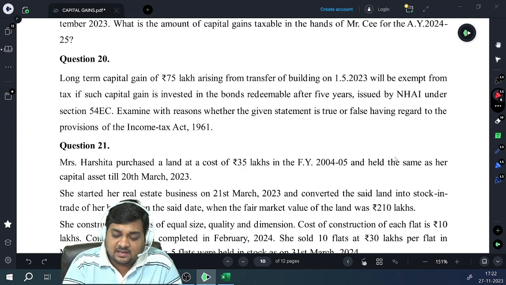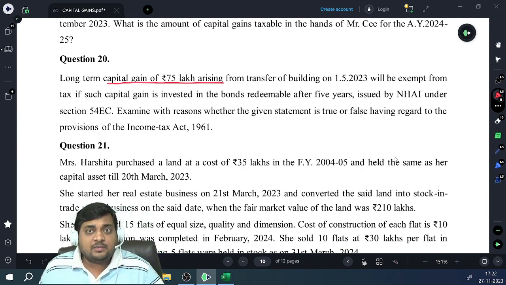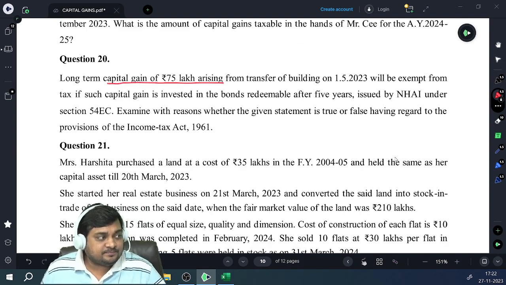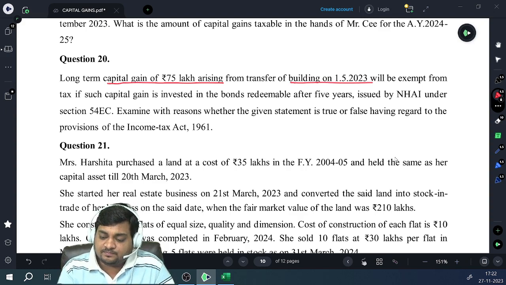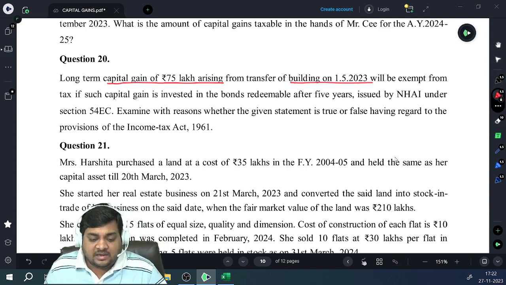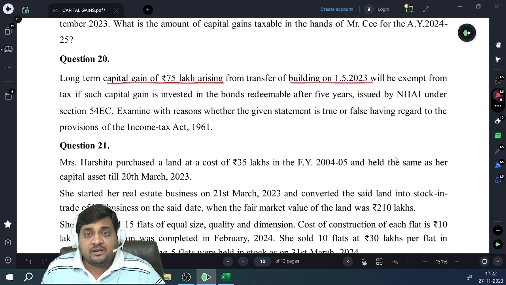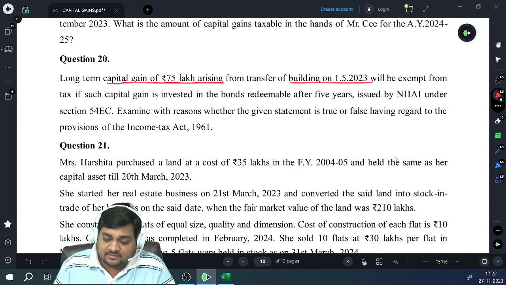Question number 20 says there is a long term capital gain of 75 lakh arising from transfer of a building, which will be exempt from tax if such capital gain is invested in a bond redeemable after. See, NHAI is a bond which is redeemable after 5 years. If you redeem it within 5 years, then the amount exempted earlier will be taxable. That is okay. Now the point is that maximum you get 50 lakhs exemption, not 75 lakh.